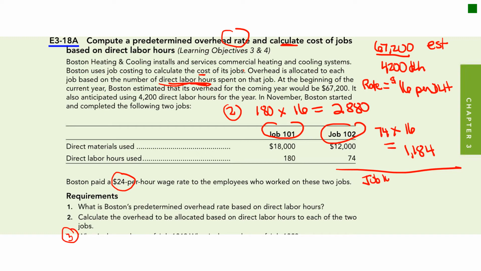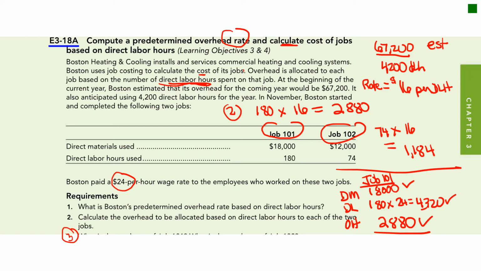So for job 101, you line it up. You've got direct material, direct labor, and overhead. Direct material is 18,000. The direct labor is 180 multiplied by the wage rate of $24 per hour, which gives you 4,320. And then the overhead we just figured out was 2,880. That's the amount that we're going to allocate. So if you add up the 18,000 plus the 4,320 plus the 2,880, you get a total cost of 25,200. That's how much you would cost out job 101.